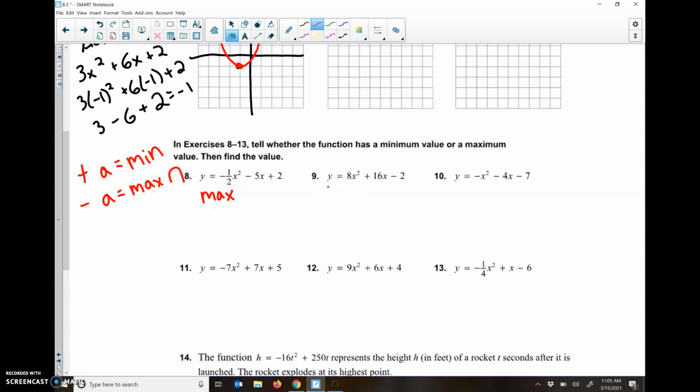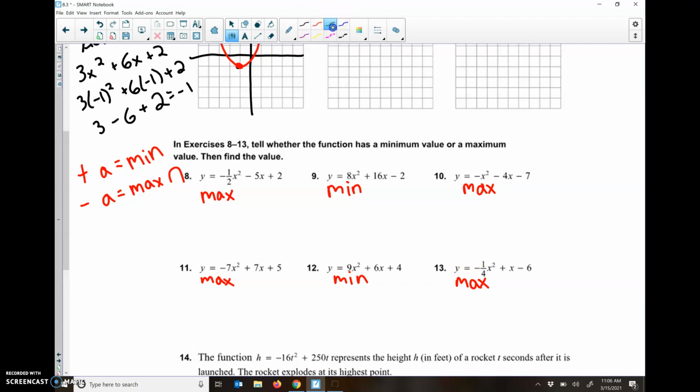Okay, positive 8x squared, that's going to be a minimum problem because it's positive. Negative x squared, that's going to be a maximum problem because it's negative. Negative 7x squared, so that's going to be another maximum problem. Positive 9x squared, that's going to be a minimum problem. And then negative 1/4 x squared, so that's going to be another maximum problem. And I'll kind of graph some of these and show you.